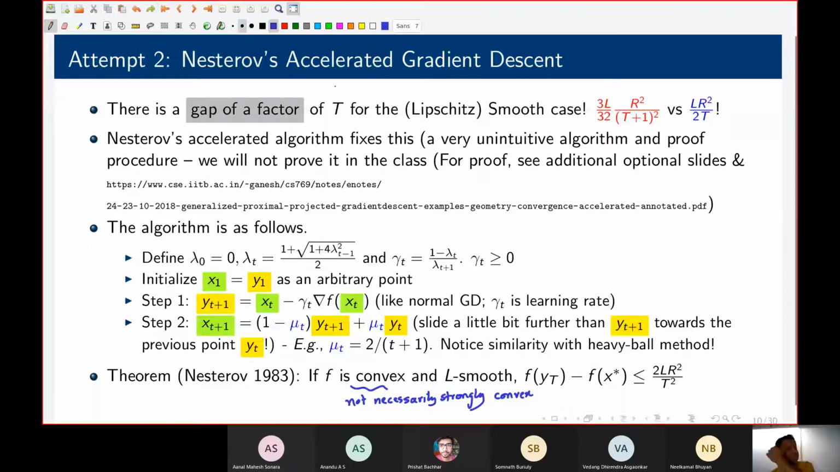Okay, so now let's see. This is great. Isn't this the lower bound? The lower bound will have this (t plus 1) squared, right? I had this Omega.